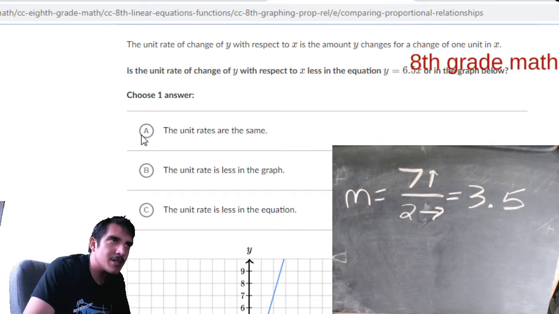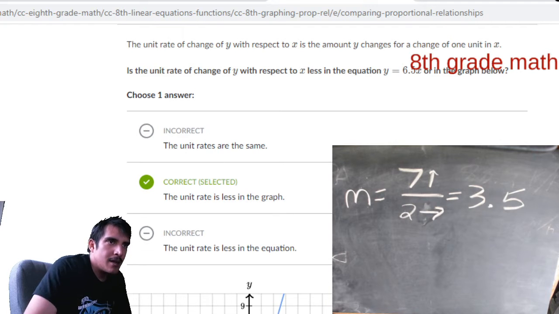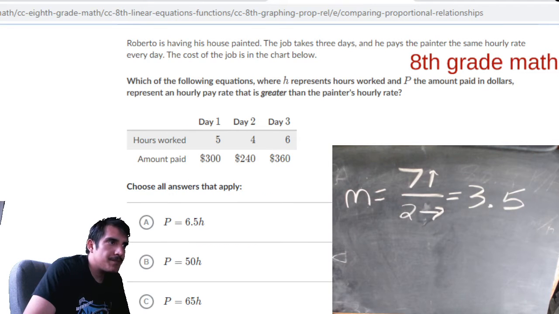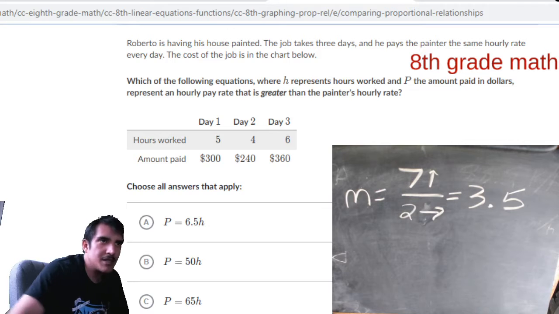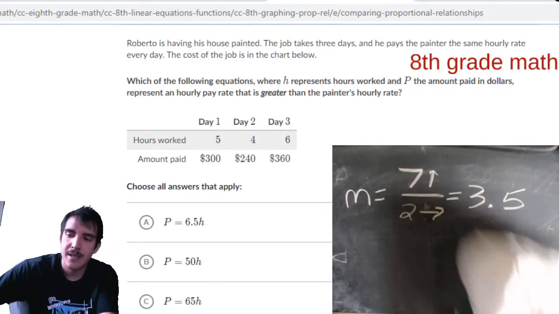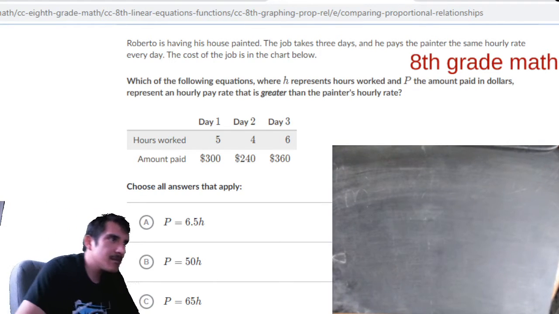So let's look at our options. The unit rates are the same? No. The unit rate is less in the graph? Yeah, I would say so. Because look, it's 3.5. So, yeah, it's definitely less in the graph than in the equation. Okay, cool. Oh my gosh, tables. Let's see. Tables, tables, tables.